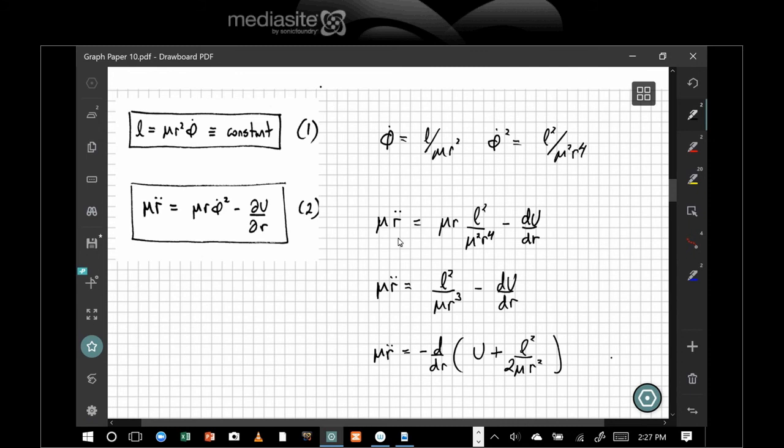This says mass times acceleration is equal to something that looks like a force, and we're going to identify this as a centrifugal term minus the rate of change of the potential. But really what I want to do is write this as an effective force and thus an effective potential. So what I can do at this point is say, well, I can write this as minus d dr, and then I have u.